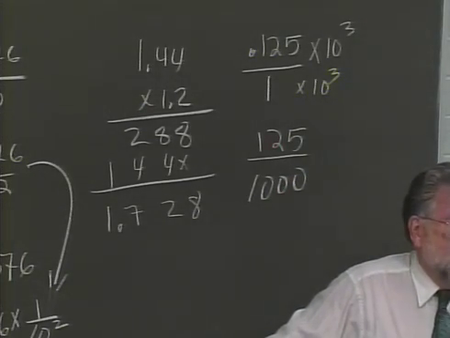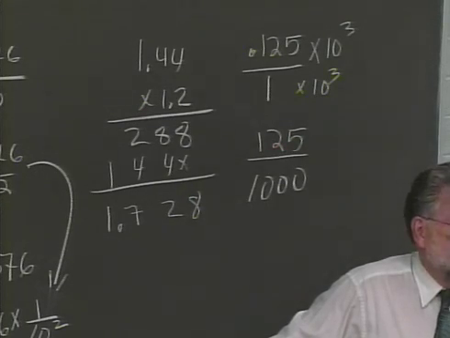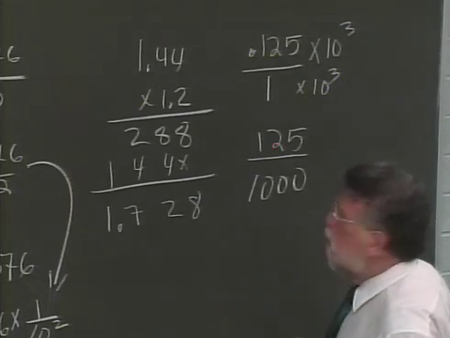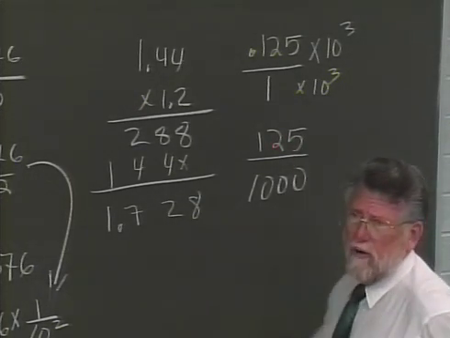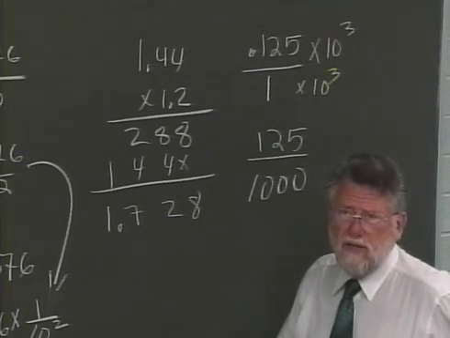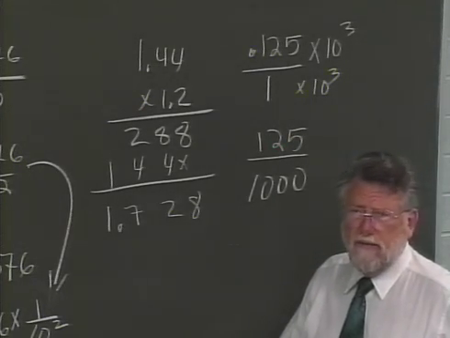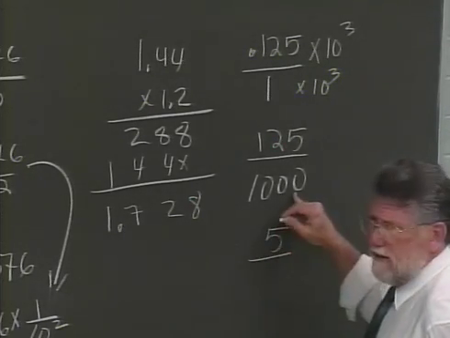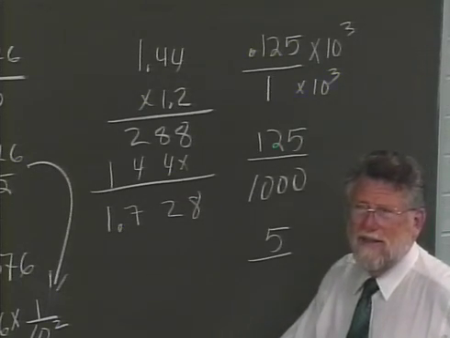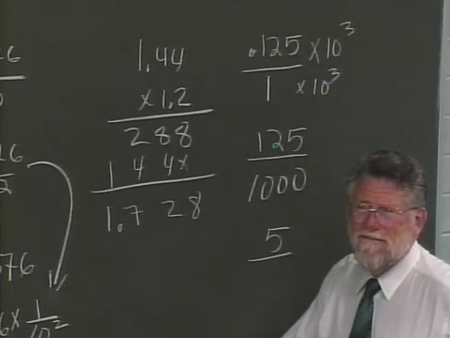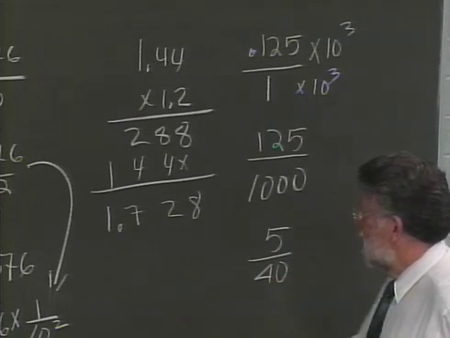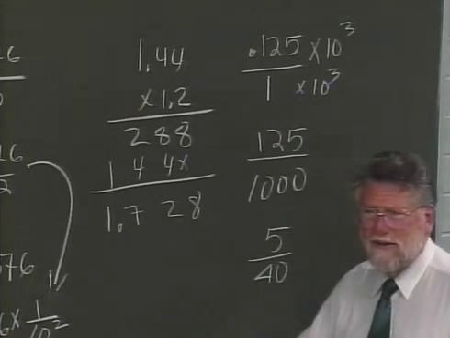I had a different problem there. That was 1.25%. That's a very different problem. This is just 0.125 over 1. This is 125 over 1,000, and you reduce that. How many quarters in $1.25? 5. How many quarters in this? Okay. 40, right? And what does that reduce to? 1/8.